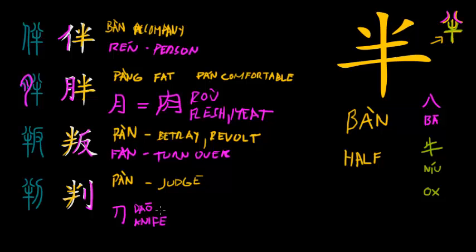In either case, pan means to judge, and you can find it in words like panduan, which is a double syllable way of saying to judge, pipan to criticize, 审判 to try a legal case, and 裁判, which is a referee.